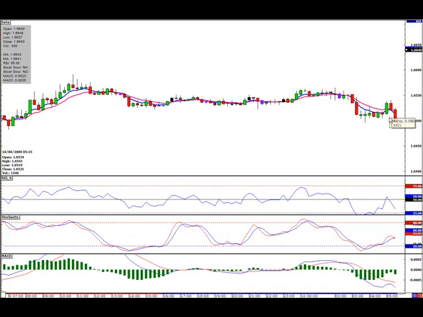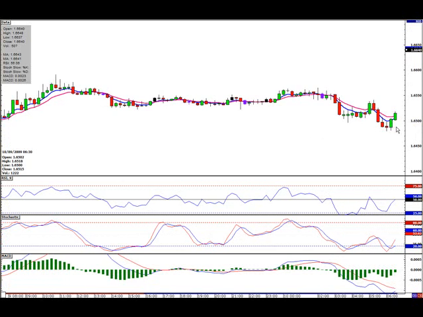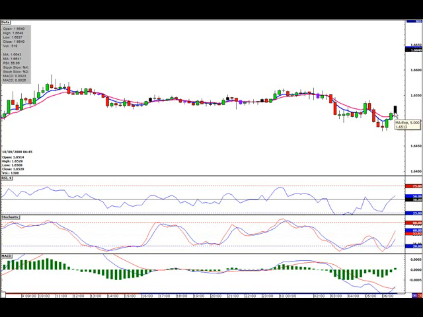Still no action. We almost get a crossover there. Nothing going on. All right, 6:15 here, 6:30. Now this is the 6:45 candle. Looks like a great signal. RSI is above 50. Stochastics trending up.